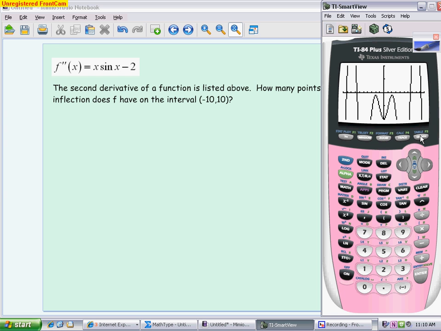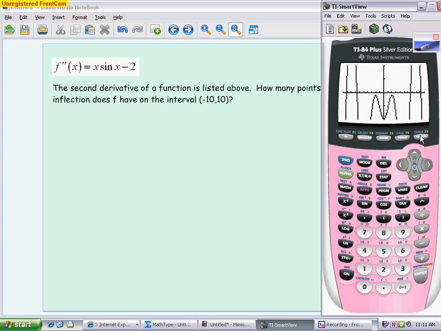The question wanted to know how many points of inflection the original function would have. Points of inflection on the second derivative are where the second derivative is 0. So again, it's places where it crosses the x-axis. It does have to go from below to above or above to below. And you can count.